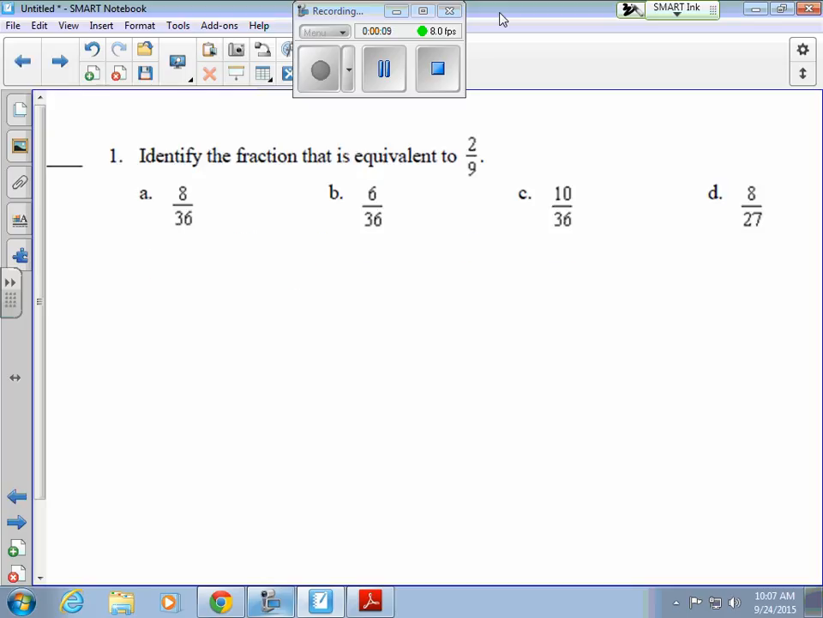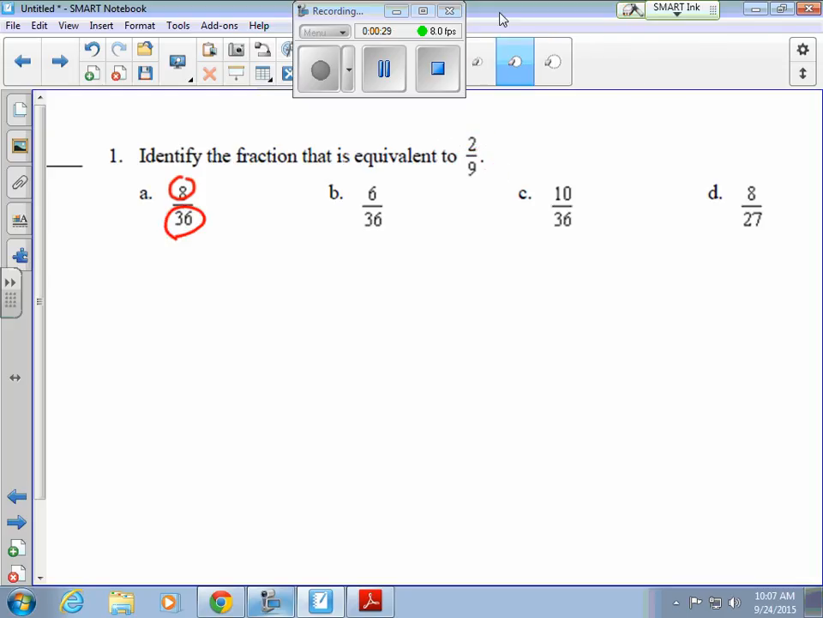Number 1 says identify the fraction that is equivalent to 2 over 9. So if we just check it, we can see when you change 2 to 8, you have to multiply by 4. So you just check to see if you multiply 9 times the same number, 4, that gives you 36. So A works. Let's check the rest of them just to make sure.